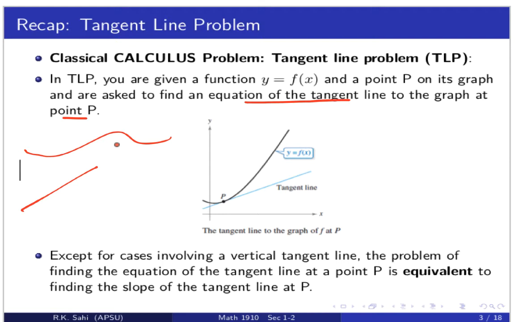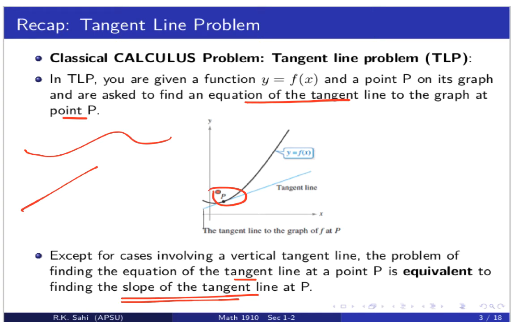What we know is that for cases which are not vertical tangent lines, the problem of finding the equation of the tangent line is equivalent to finding the slope of the tangent line at P. In my previous lecture, I talked about why we look at the slope, not the equation. If you recall, in the equation of a line, we need a point and a slope, and we are already given the point P here.